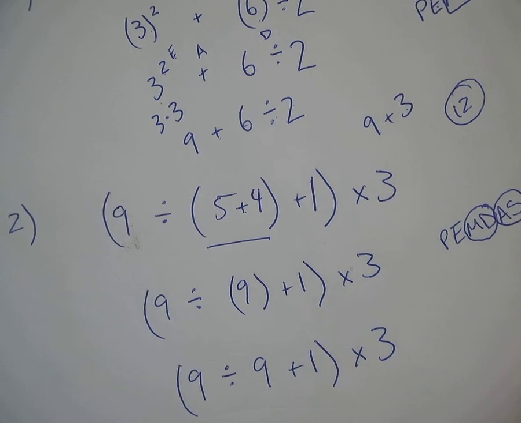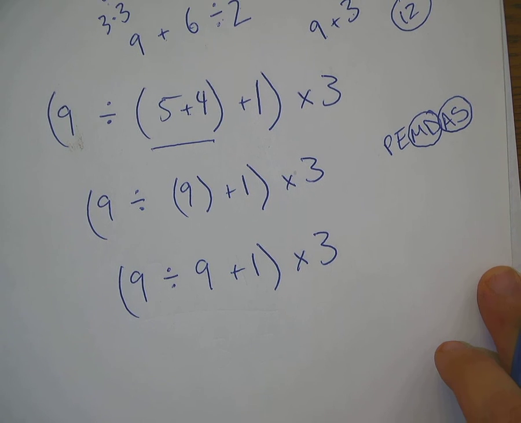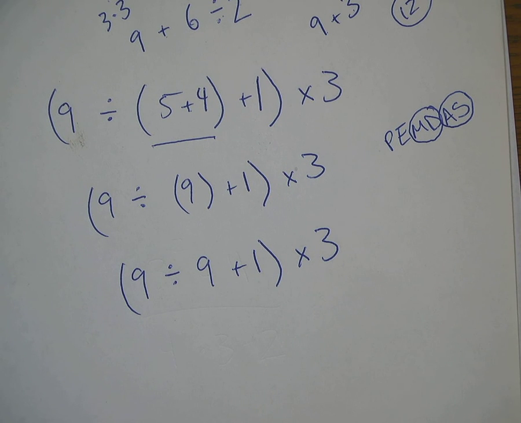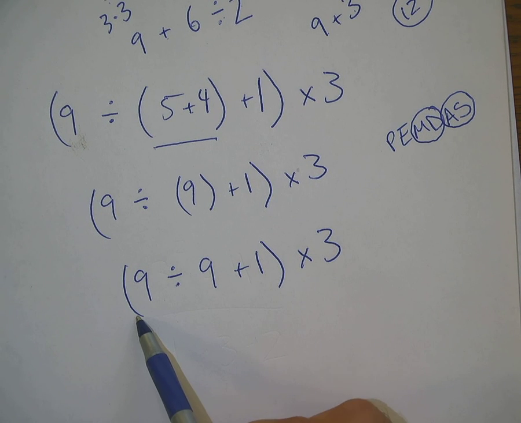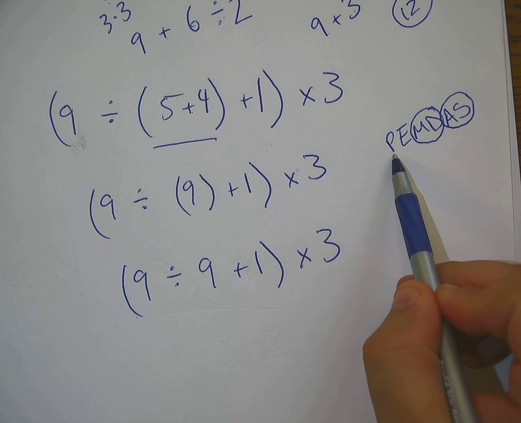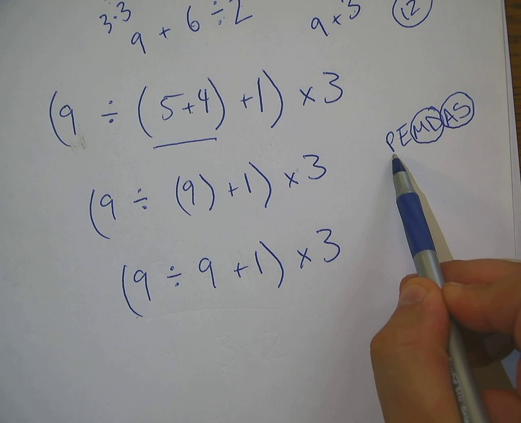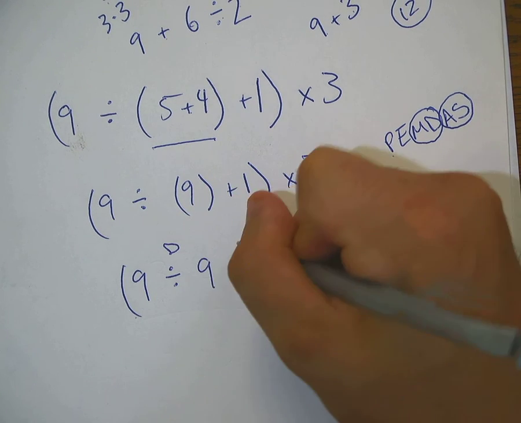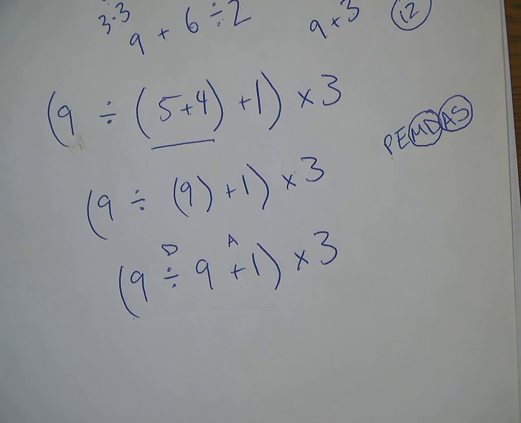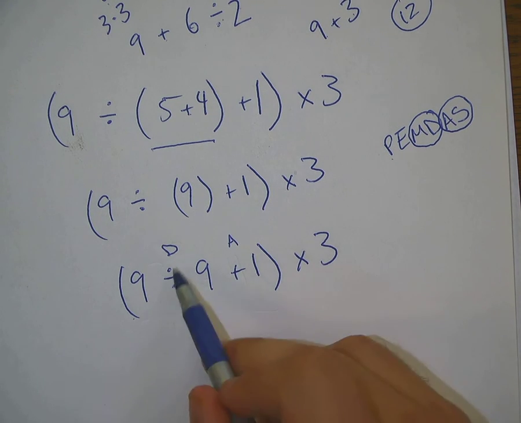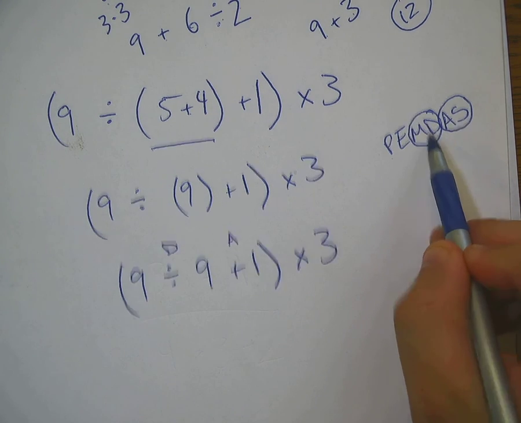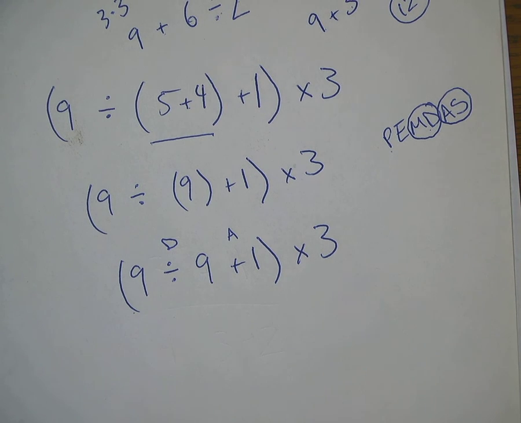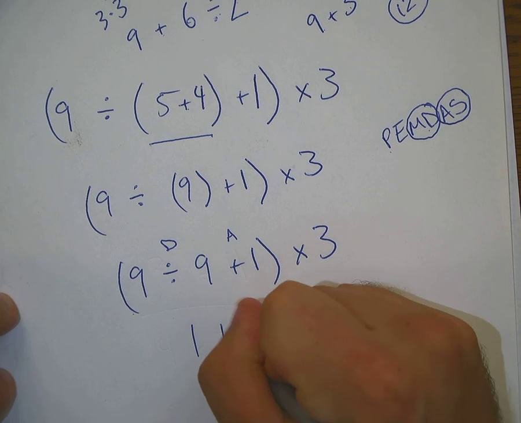All right, so here we are. We've started to simplify it a little bit, but we still have a set of parentheses. And as long as we have parentheses in our problem, we need to start there and work inside of that parentheses. So inside this parentheses, I have division and I have addition. Well, according to PEMDAS, we do division first. So 9 divided by 9 gives me 1.